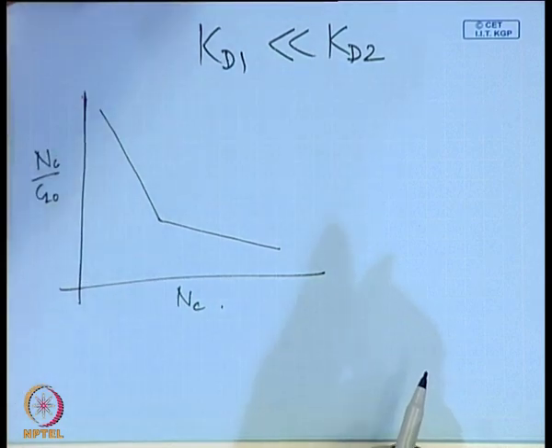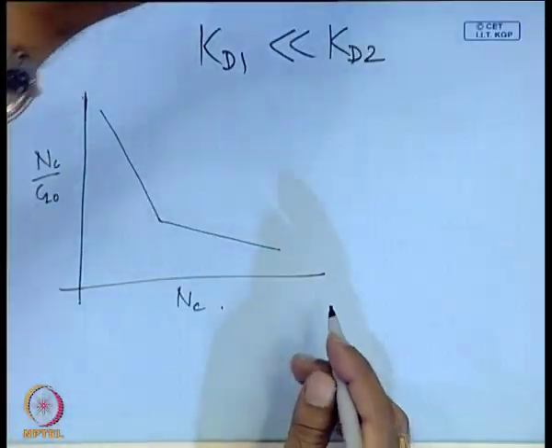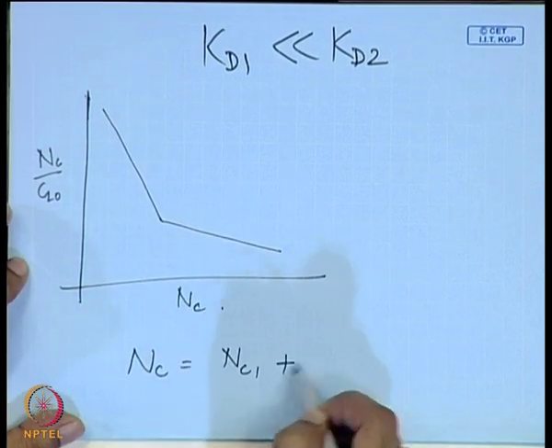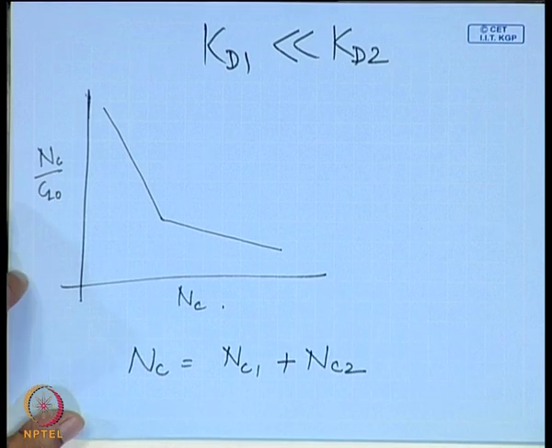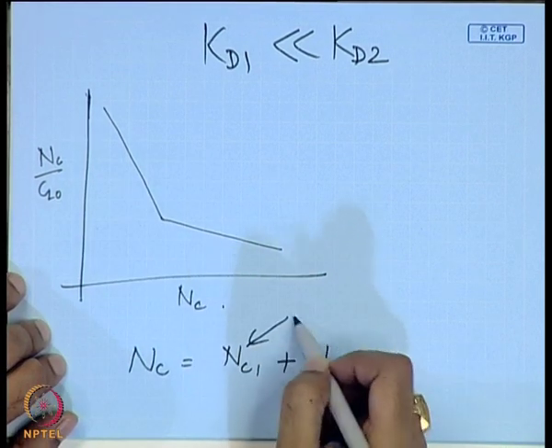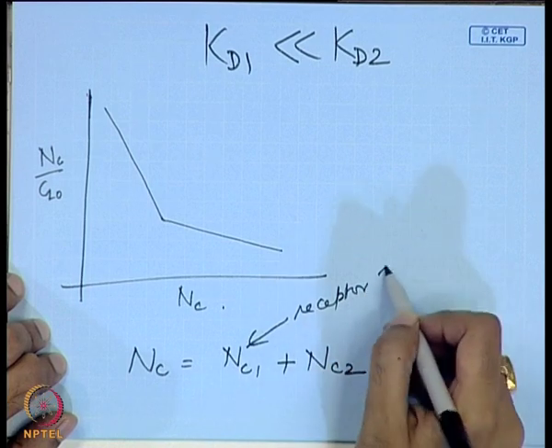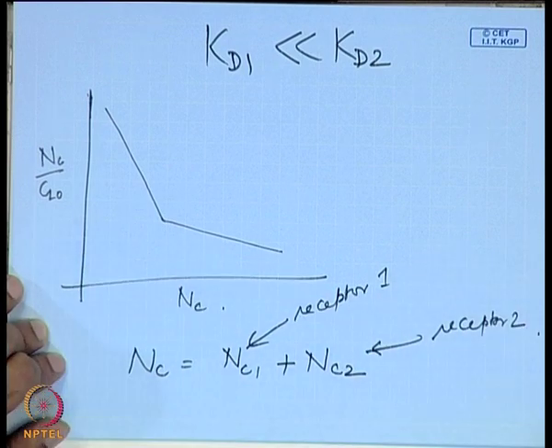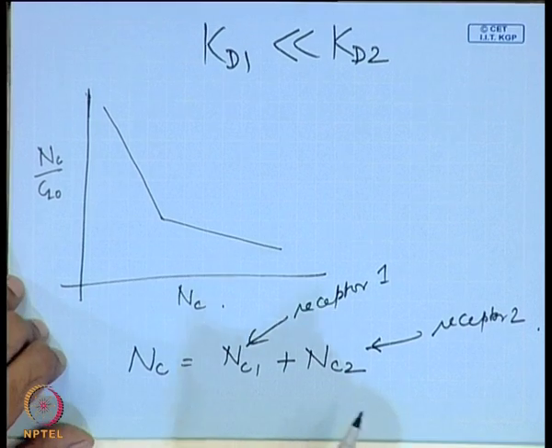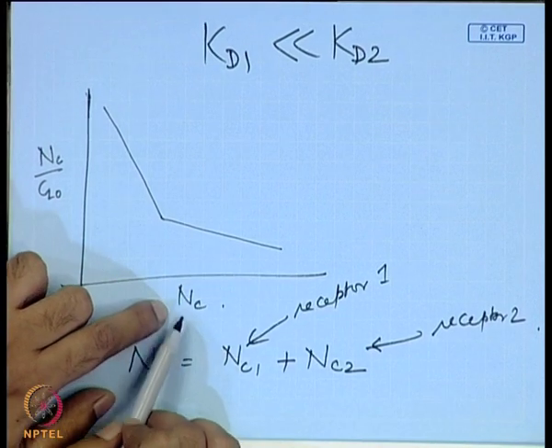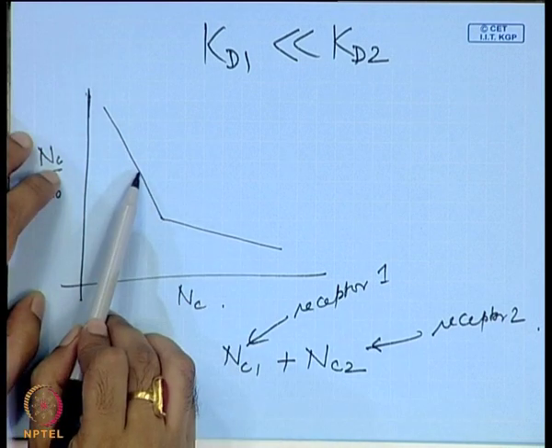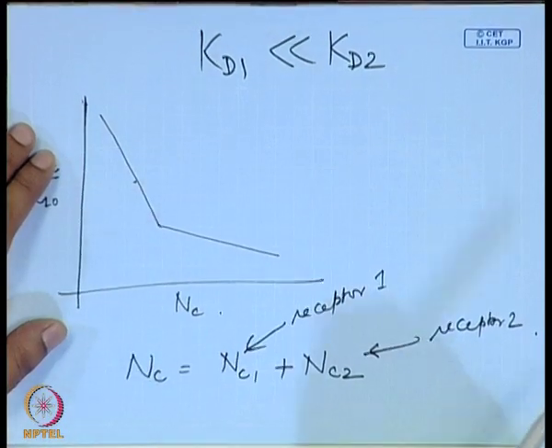Why is that going to be the case? The reason is that NC equals NC1 plus NC2. That is what my total is: the complex from receptor 1 and the complex from receptor 2. So when you have a small amount of complex formed, much of it will be from receptor 1. Is it clear why that is going to be from receptor 1?